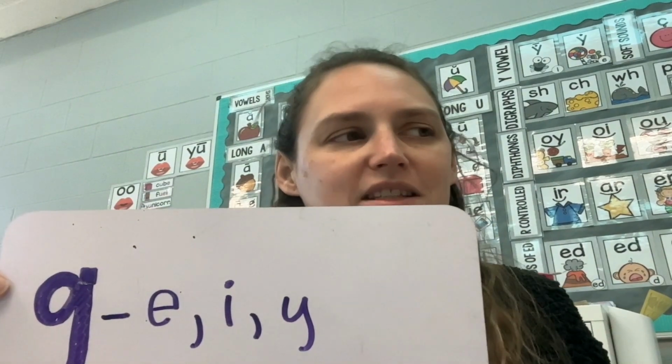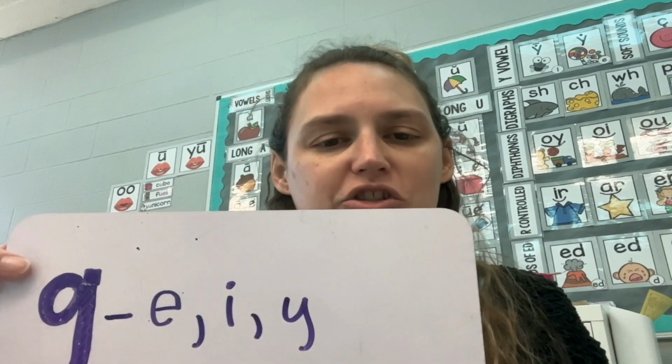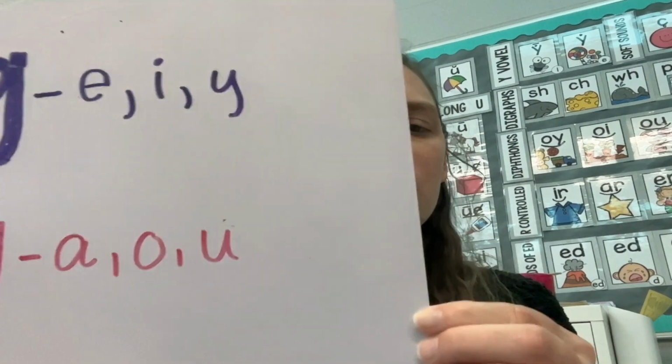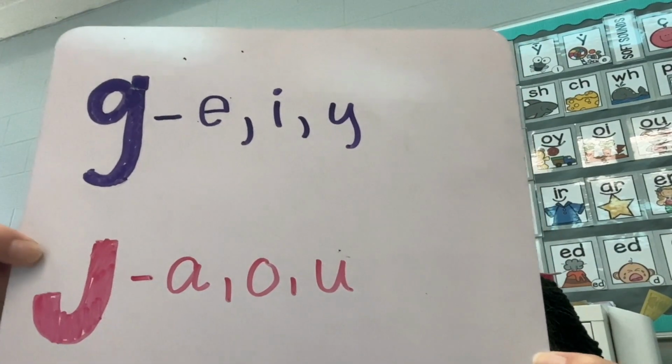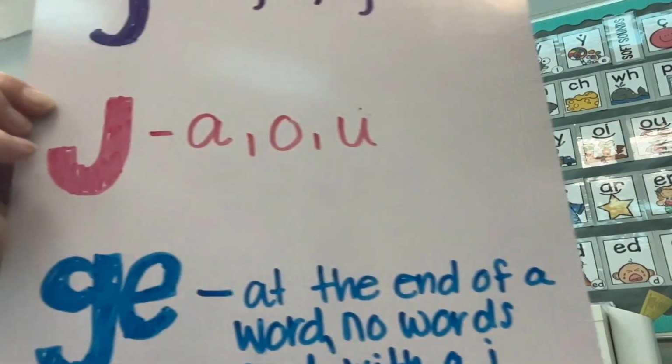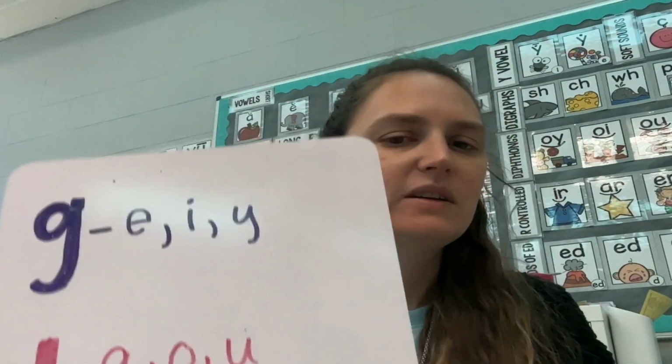So we've got a similar concept. When we hear the J sound and it's followed by an E, an I, or a Y, it's going to be the letter G. If we have our J sound and it's followed by an A, an O, or a U, it's going to be the letter J. Now, when we hear our J sound at the end of a word, like in the word fridge, it's going to be the GE spelling. We know that there are no words in the English language that end in the letter J. So if we hear a J sound at the end of a word, it has to be the GE spelling.